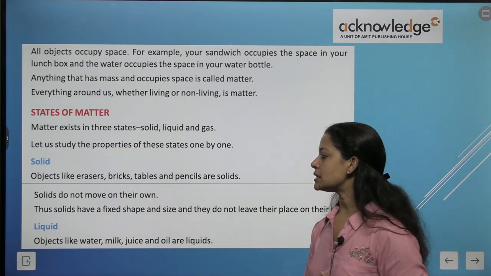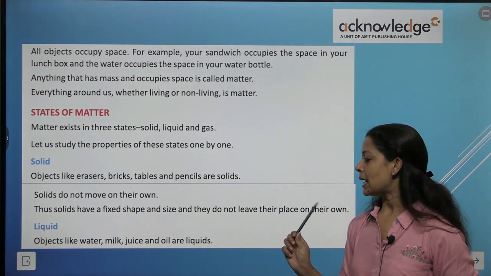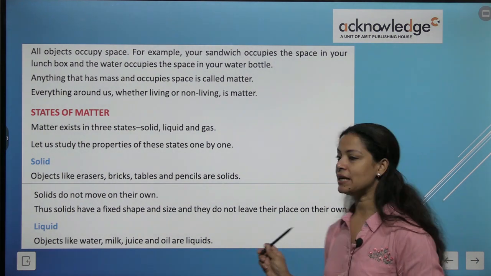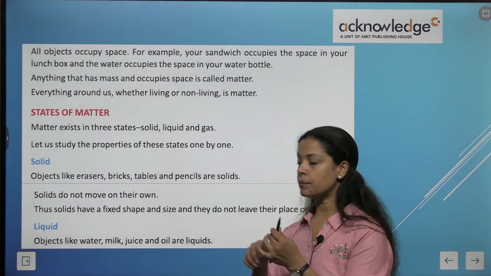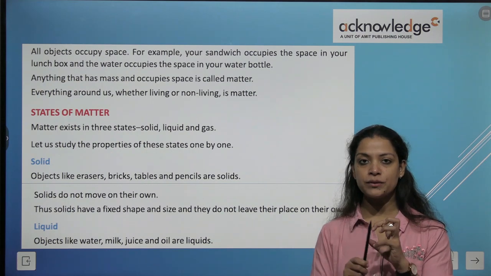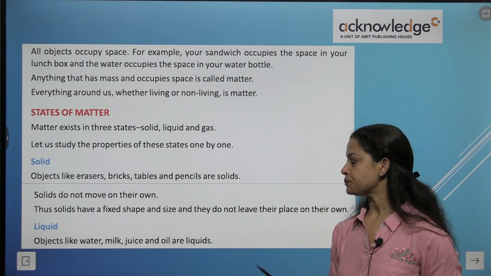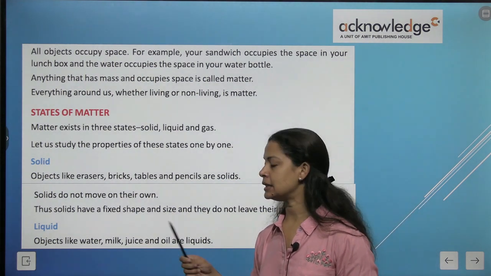Okay. Solids do not move on their own. Solids have a fixed shape and size, and they do not leave their place on their own. अब इस पेंसिल को जब तक मैं हिलाऊंगी नहीं, ये हिलेगा नहीं. So any object which is solid has to be moved with the help of a person or with the help of something else.